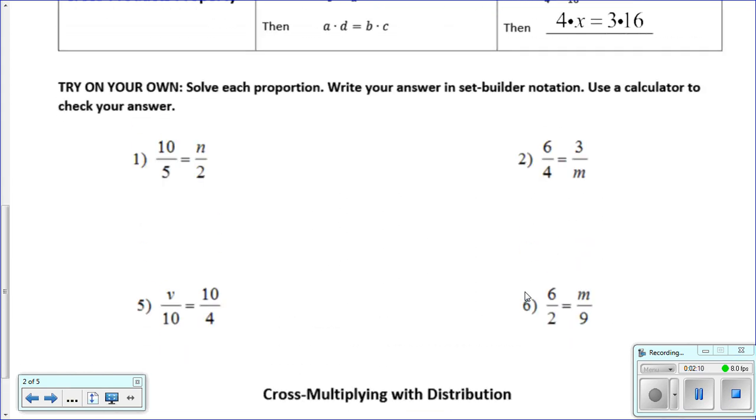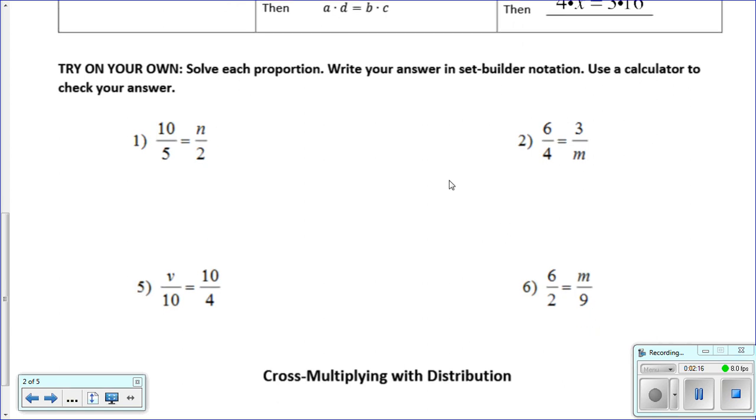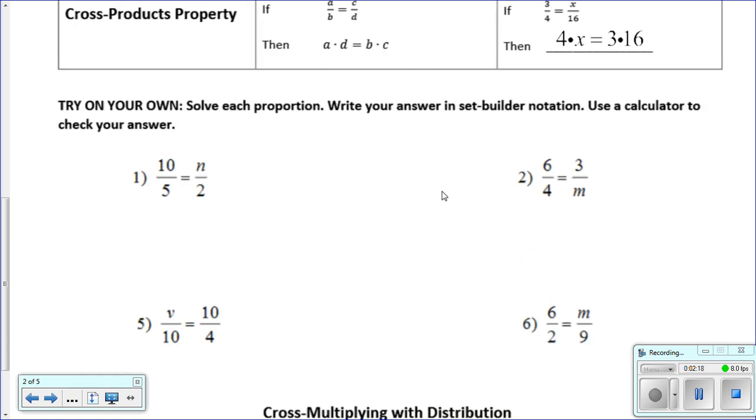Oh, yeah, 4, even though it says 1, 2, 5, 6. Try these 4. Use cross products to figure it out, okay? Alright? Pause the video and then come back and we'll move on. Okay, so you should have answers for these 4. Alright, we will go over these 4 answers in class.